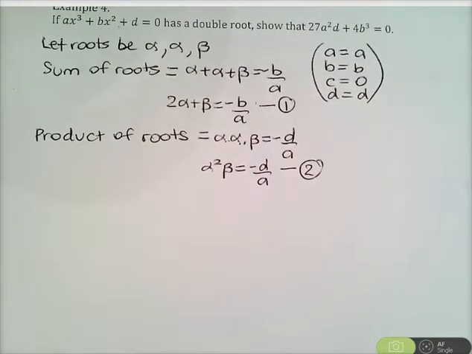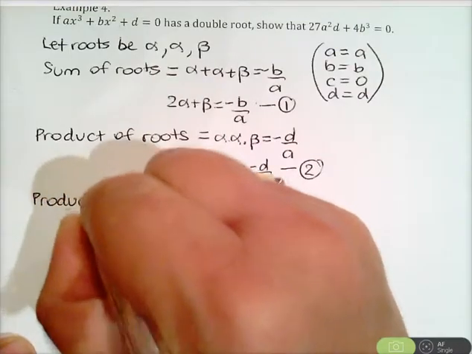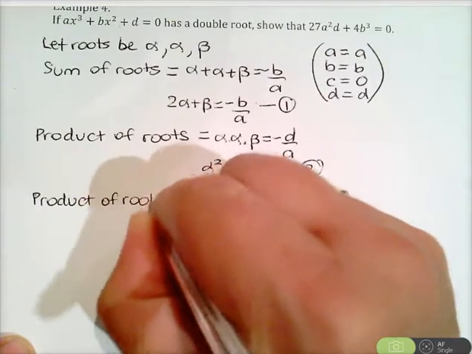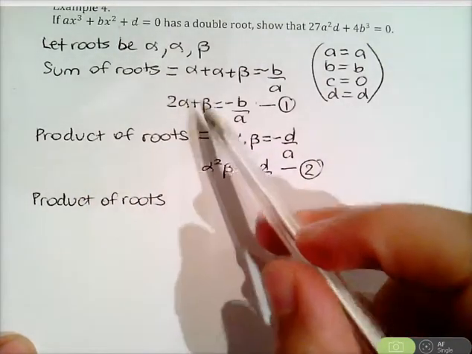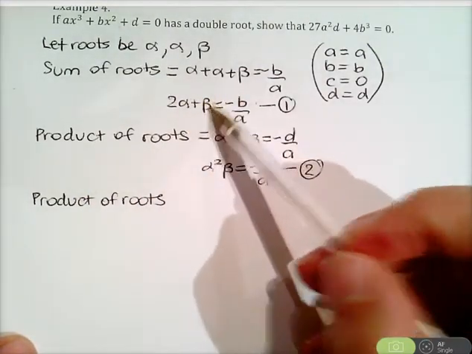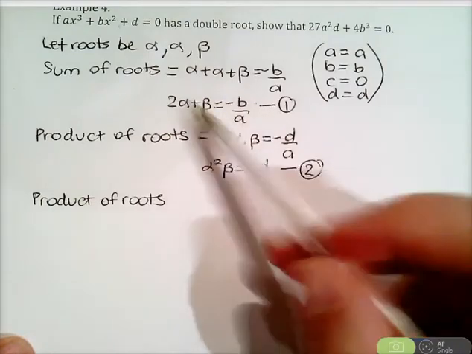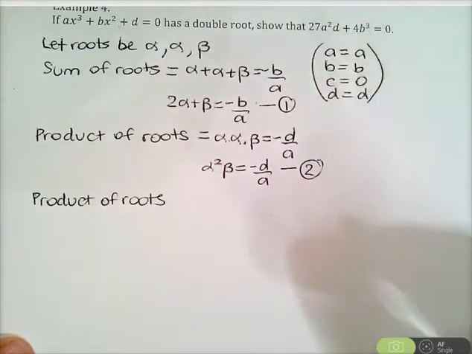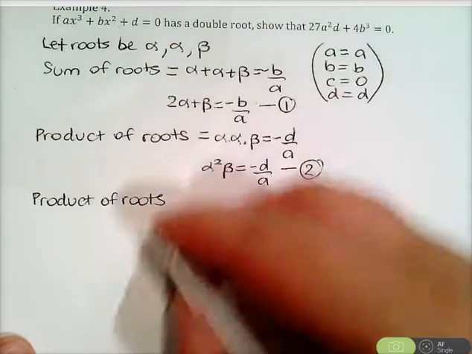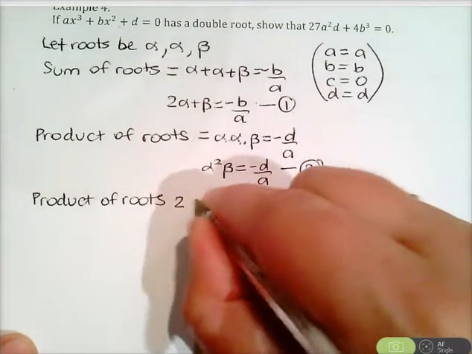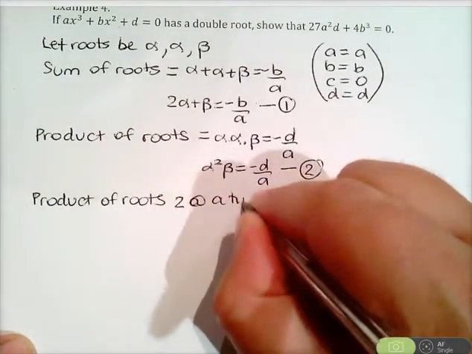I'm also going to do product of roots two at a time, because I can't really see what we can do here if we make, say, beta the subject. We're still going to have alphas everywhere. We're not going to be able to eliminate the alphas. So I'm going to do product of roots two at a time.